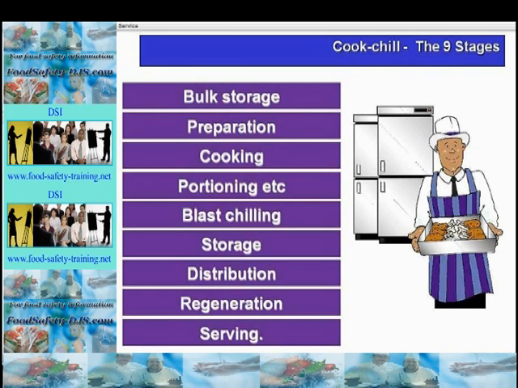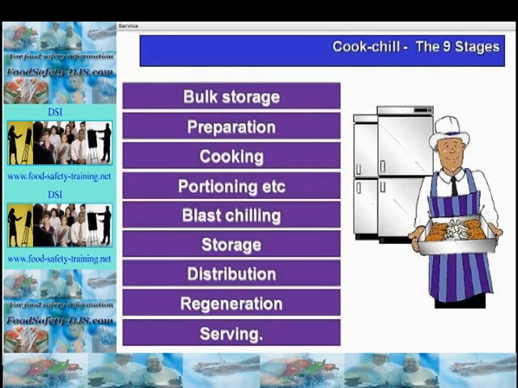Distribution at or below 3 degrees Celsius in insulated containers used in refrigerated vehicles, which are not used for non-food or raw food. The 8th stage is regeneration, and this should be done at or above 75 degrees Celsius or 70 degrees Celsius for 2 minutes, and that's 82 degrees Celsius in Scotland.